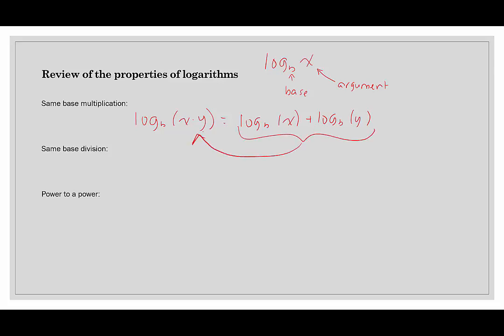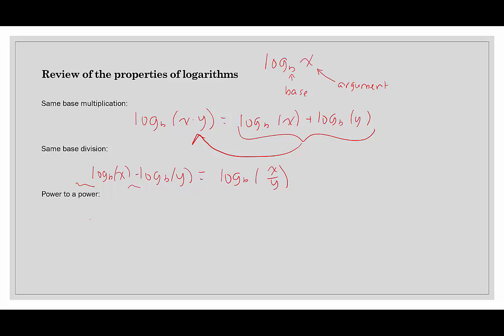For same base division, I'll write it the way that we're going to be seeing it in this video. That would be log base b of x minus log base b of y, and we're going to rewrite that as log base b of x over y. Basically what the same base division is saying is if there's a positive coefficient, that particular piece will be in the numerator of the argument. If it comes after a subtraction, that piece will be in the denominator of the argument when you go to combine them.